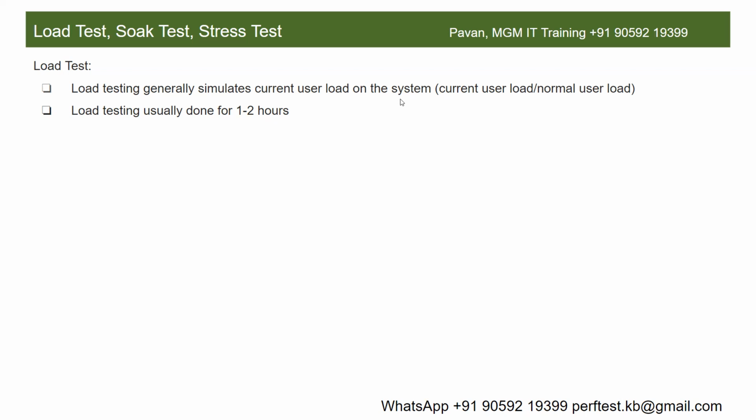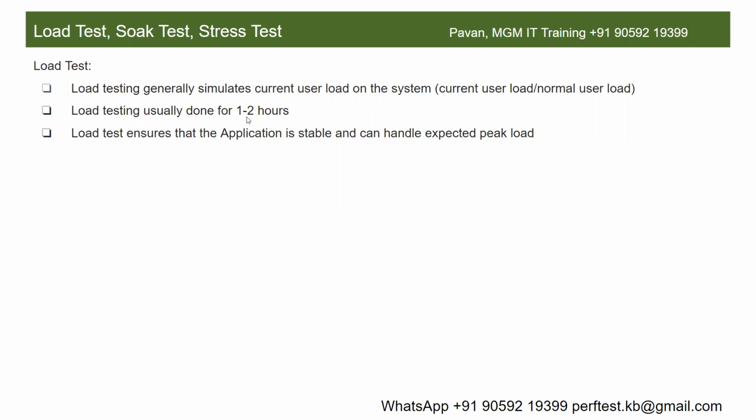But load testing is something which we do with current user load or normal user load on the application. Load testing is generally done for 1 to 2 hours. Based on the user load, we will go for either 1 hour or 1.5 hours or 2 hours. So I mentioned it as 1 to 2 hours.